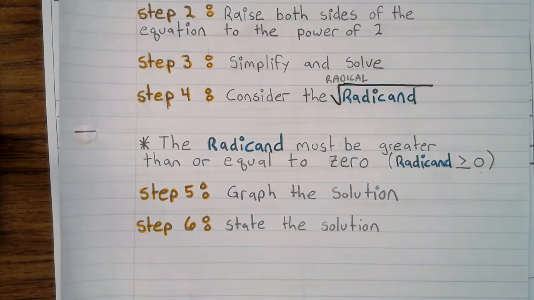Step 4. Now this is where it gets different than solving an equation. You have to consider the radicand, okay? The radicand must be greater than or equal to 0. So you have to take that into consideration. So not only do you have to solve, but you also have to solve the radicand greater than or equal to 0. And then step 5, graph the solution. Step 6, state the solution.